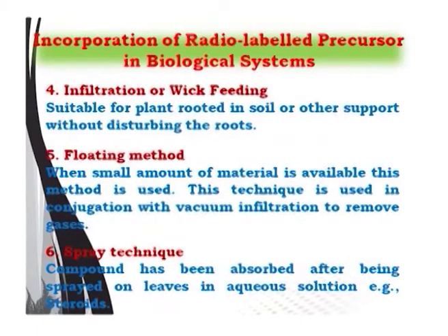Floating method. When a small amount of the material is available, this method can be used. This technique is used in conjunction with vacuum infiltration to remove the gases. Spray technique. The compound is absorbed after being sprayed on the leaf in aqueous solution, for example, steroids.